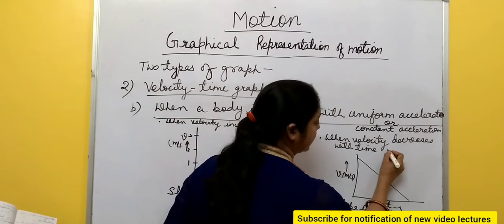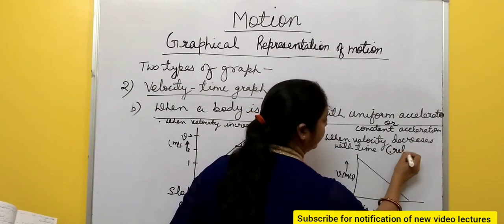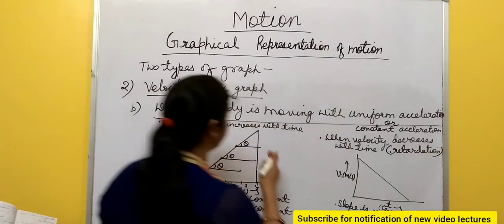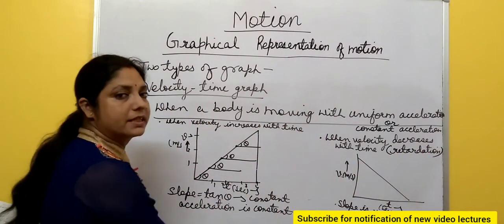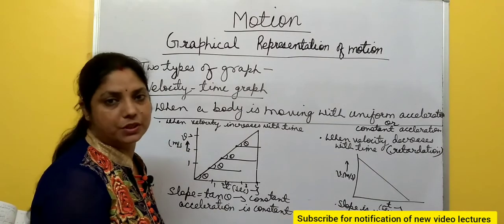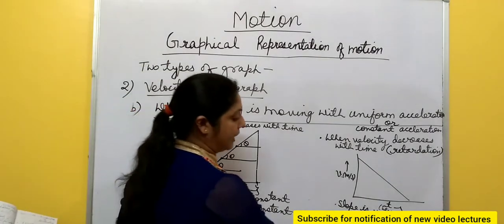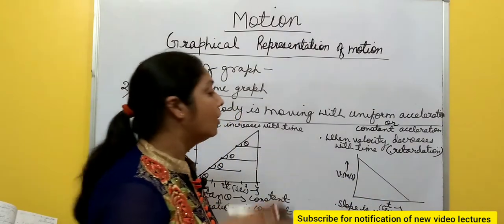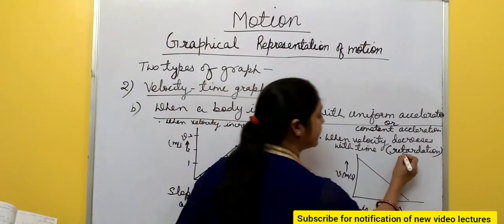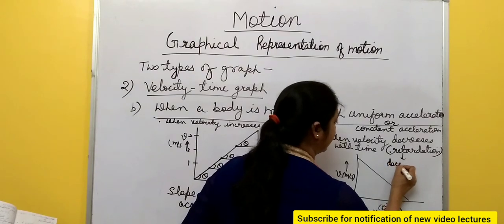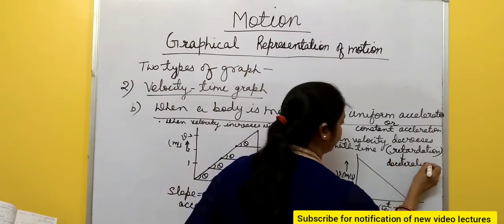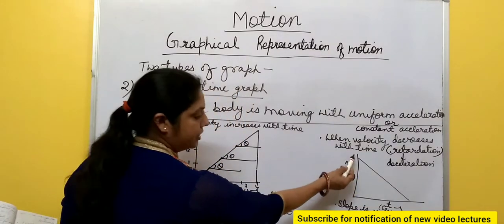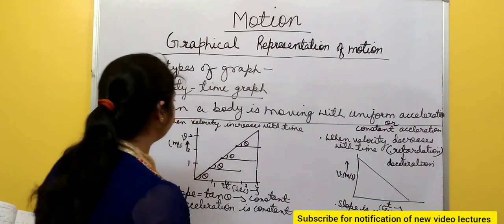And negative acceleration is also called what? Retardation. So this is the case for retardation. If acceleration is positive, then you can say simply acceleration or positive acceleration. But if acceleration is negative, then you can say negative acceleration or retardation, or you can say deceleration also. There is another term, deceleration. Okay, so here in this case velocity decreases with time, right?